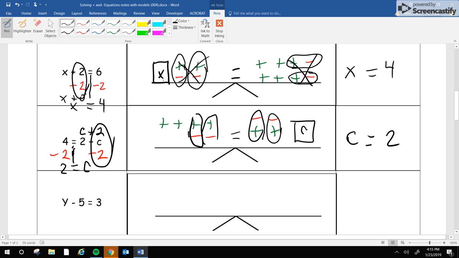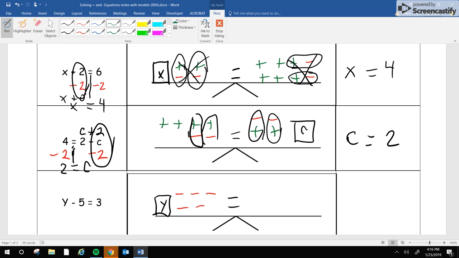If we look at the next one, I have Y. So that's going to be my block. Now here I'm saying minus 5, which means I'm going to have 5 minuses. 1, 2, 3, 4, 5. On the other side, I have an equal sign. It's going to be the middle. And I have 3, and 3 is positive. So 1, 2, 3.